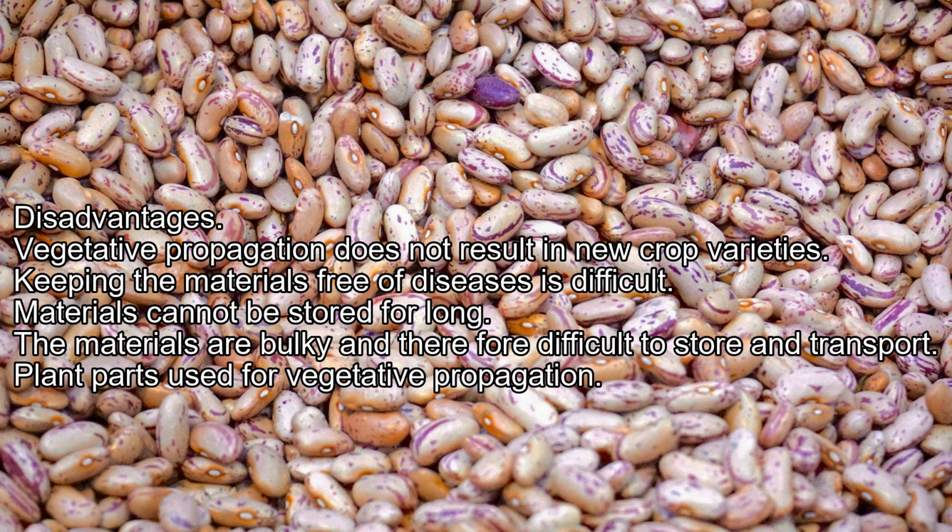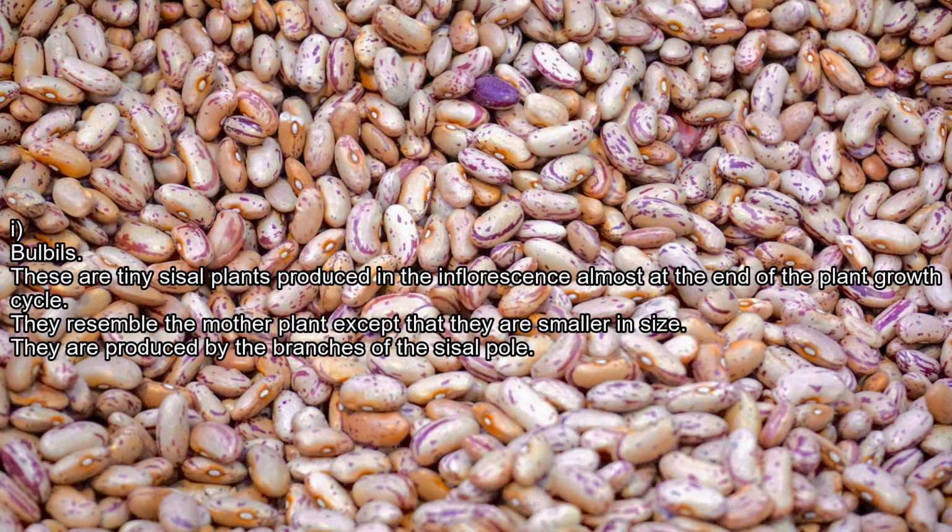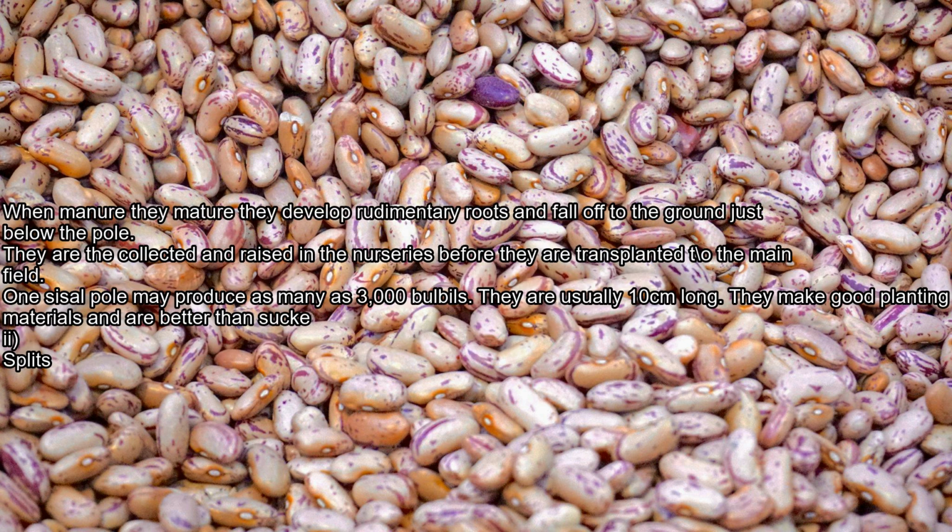Plant parts used for vegetative propagation. Bulbils. These are tiny sisal plants produced in the inflorescence almost at the end of the plant growth cycle. They resemble the mother plant except that they are smaller in size. They are produced by the branches of the sisal pole. When mature, they develop rudimentary roots and fall off to the ground just below the pole. They are collected and raised in the nurseries before they are transplanted to the main field.